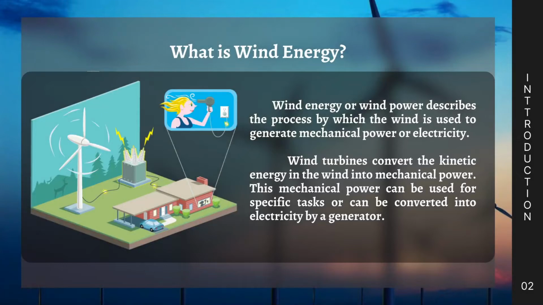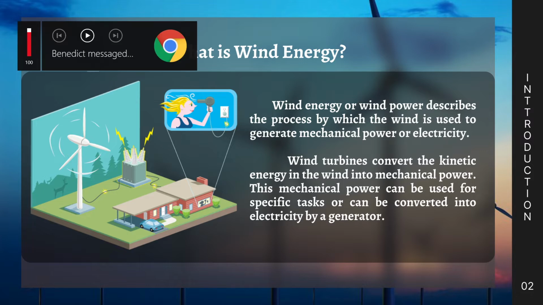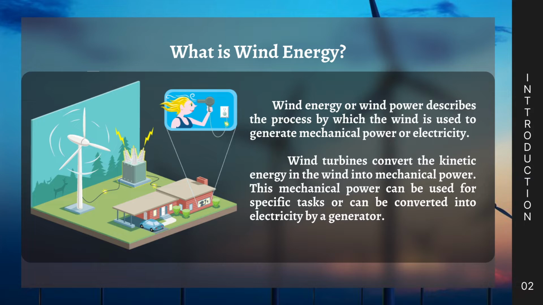What is wind energy? Wind energy or wind power describes the process by which the wind is used to generate mechanical power or electricity. Wind turbines convert the kinetic energy in the wind into mechanical power. This mechanical power can be used for specific tasks such as grinding grain or pumping water, or can be converted into electricity by a generator.